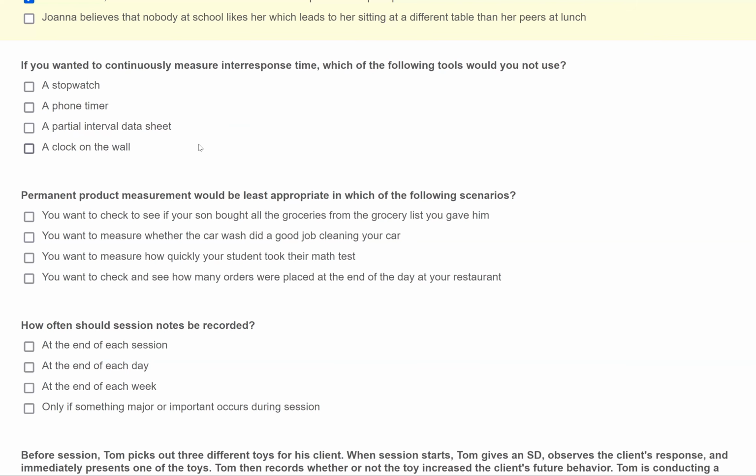That leaves us with a partial interval data sheet. So there's many things wrong with this, right? First off, partial interval data is not inter-response time. Partial interval data is not continuous measurement. Why would we use a partial interval data sheet? One, for continuous measurement, and two, for inter-response time. We just wouldn't, right? So even if you weren't sure about A, B, and D, once you read C, you should immediately say, oh, well, partial interval, it's going to be discontinuous. It's not going to be inter-response time. We would definitely not use this for either of those. Our answer here is going to be C.